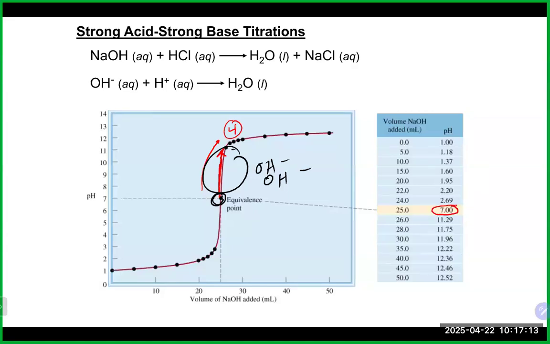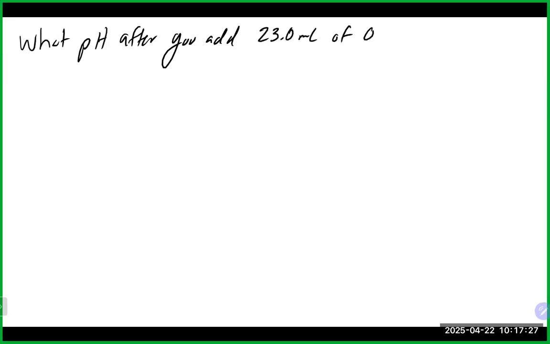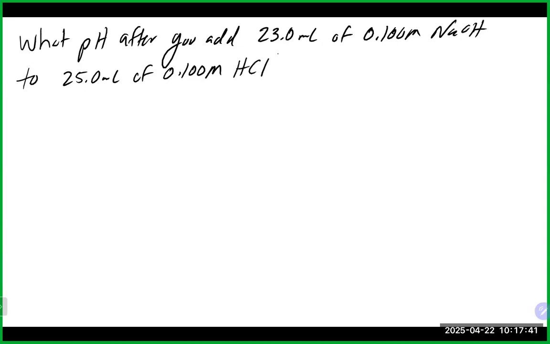All right, let's try one here. Let's do, what is the pH after you add 23 milliliters of 0.1 molar sodium hydroxide to 25 milliliters of 0.1 molar HCl. All right, so give it a go, see what you come up with. We're doing a titration here.